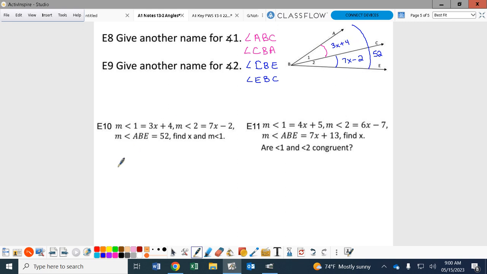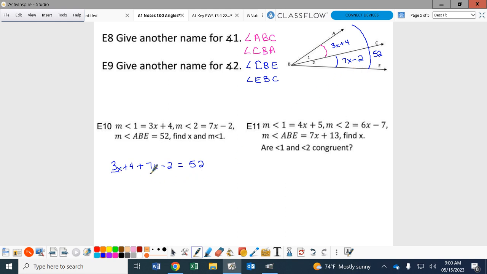thing. So 3x plus 4 plus 7x minus 2 is going to equal 52. If this angle was 20 and this angle was 15, they would add up to 35. You would just add them. So we solve this equation.